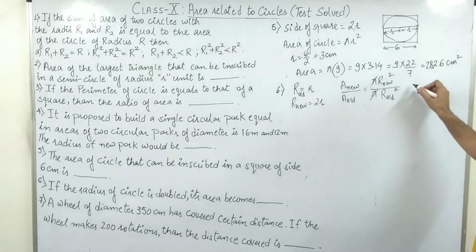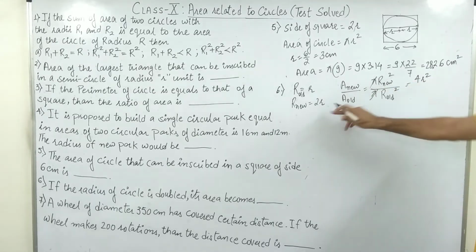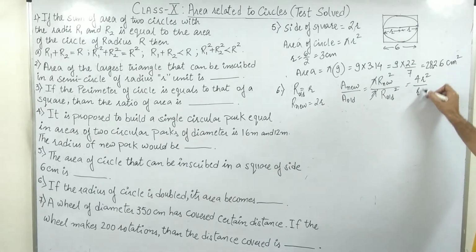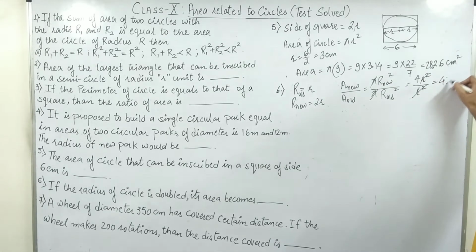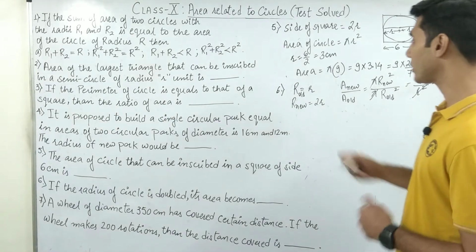What is R new? R new is 2R, 2R का मतलब हो जाएगा 4R square, because 2R का square करूँगा. तो 2 का square 4 और R square का R square, whole upon and then once again R square, because original was R square. Cancel, so answer is 4:1. 4 upon 1 का मतलब 4:1 ही होता है. So that's done with question number 6.